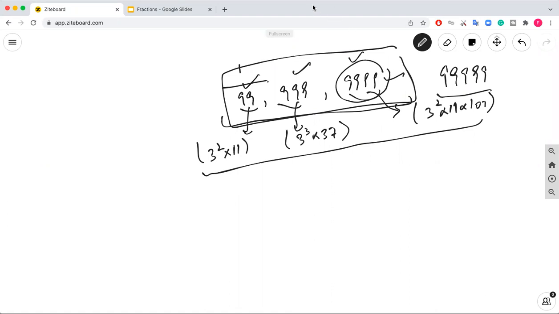What is the last one? 3 square into 11 into 101. Perfect. Got this?